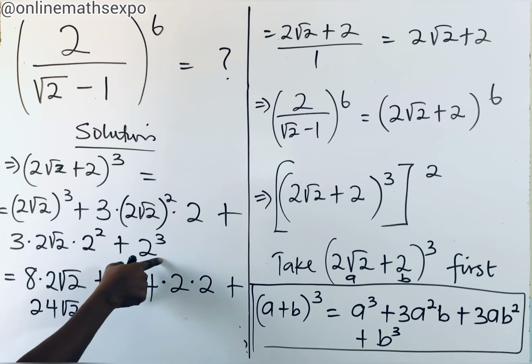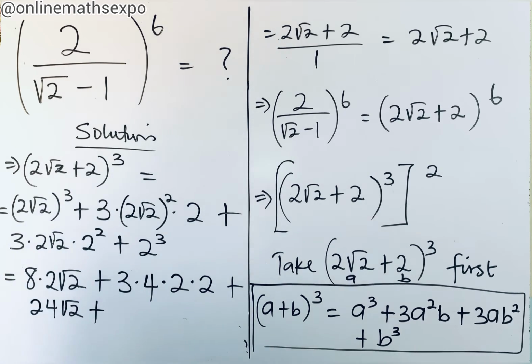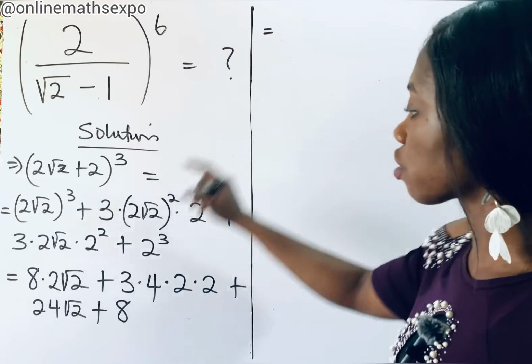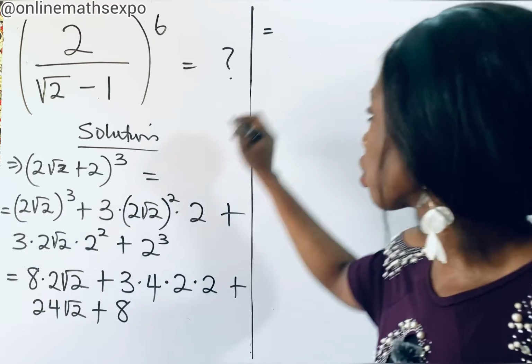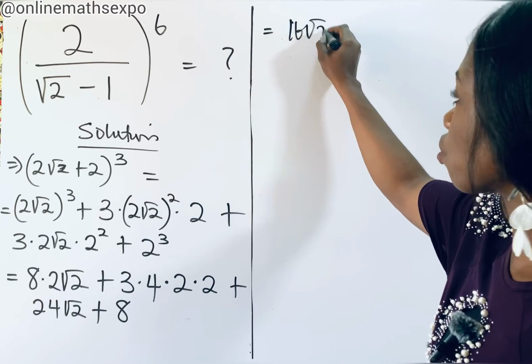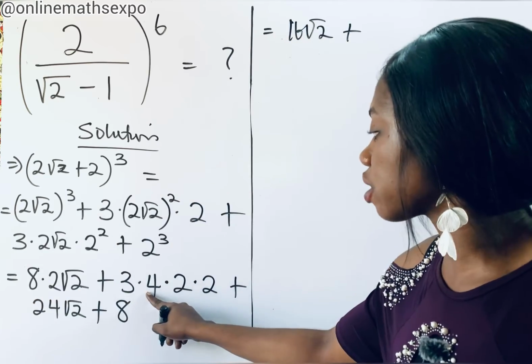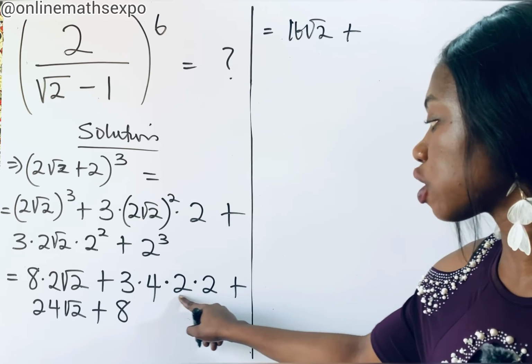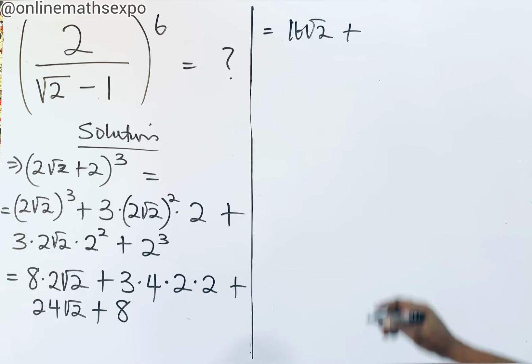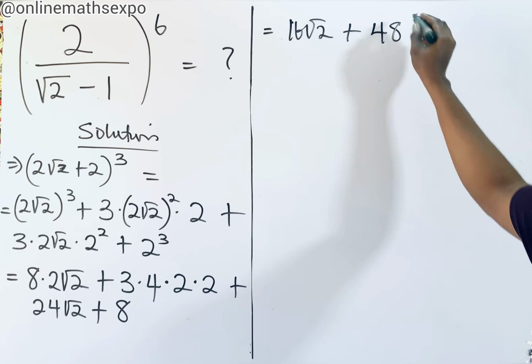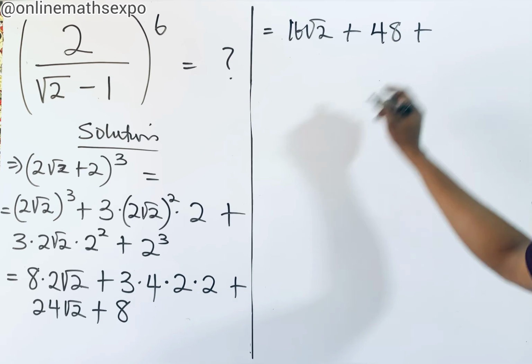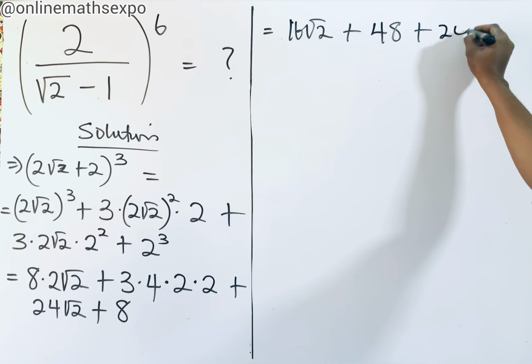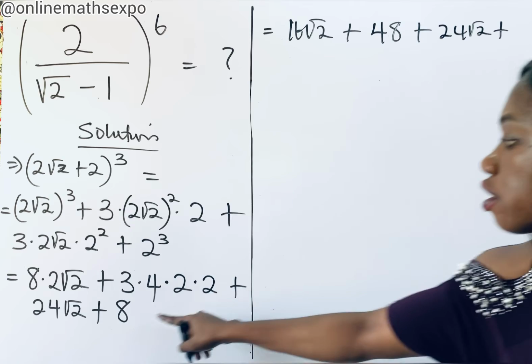Then plus, this will be 2 raised to power 3, which is 2 multiplied 3 times, and that will give us 8. If you simplify this, this will give us 8 times 2 gives us 16 root 2 plus, multiply this, you have 12, and 12 multiplied by 4 gives us 48. So we have plus 48, then plus 24 root 2, okay, plus this 8.